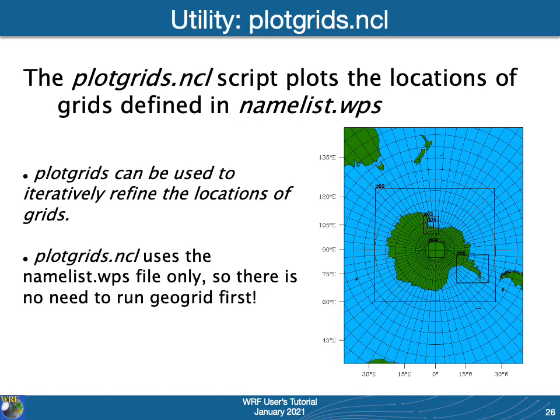The plotgrids script can therefore be used to iteratively refine the location of your domains. For example, you could look at a plot produced by plotgrids.ncl, decide that you wanted to shift one of your domains northward or eastward, go back, make changes in the namelist.wps, and rerun the plotgrids program. And you can iterate back and forth until your domains are located where you'd like them to be. It's important to note that the plotgrids NCL script only parses the namelist.wps file. You don't actually need to run the Geogrid program in order to see the position of your domains with this script.